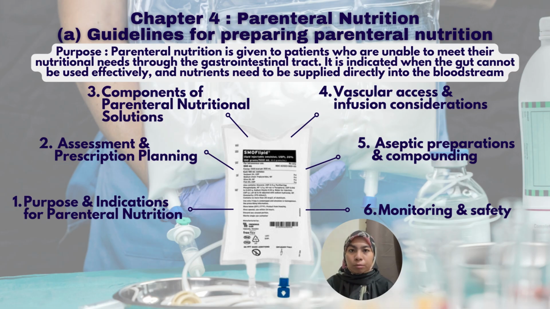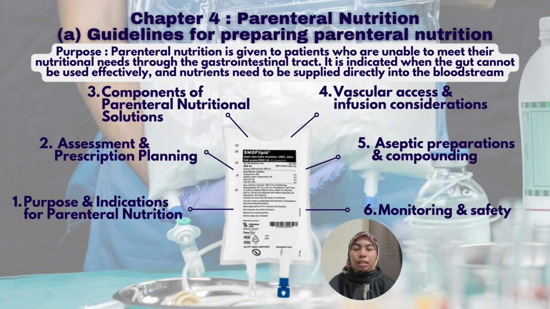The first one is assessment and prescription planning. Before starting parenteral nutrition, the patient's condition must be carefully assessed. This includes evaluating nutritional status, medical condition, and individual needs. Based on this assessment, an appropriate parenteral nutrition prescription is planned to meet the patient's requirements. The third point is components of parenteral nutrition solutions. Parenteral nutrition solutions are made up of different components, including nutrients such as carbohydrates, amino acids, lipids, electrolytes, vitamins, and trace elements. These components are combined to provide complete nutrition for the patient.